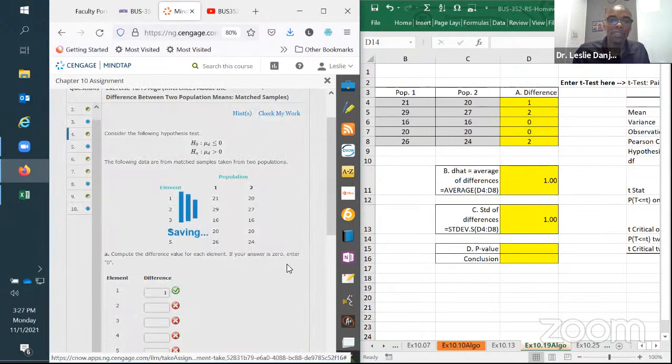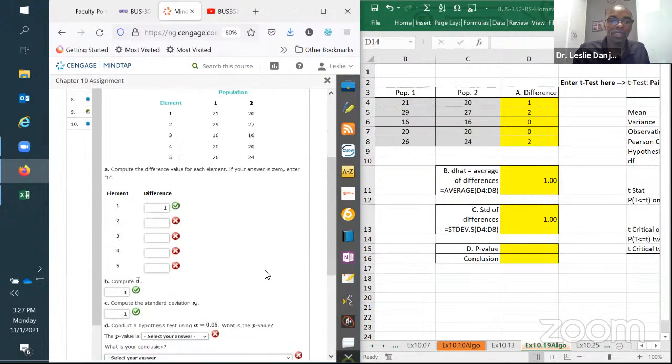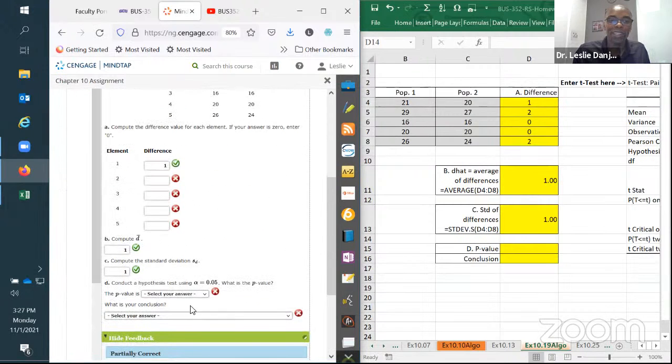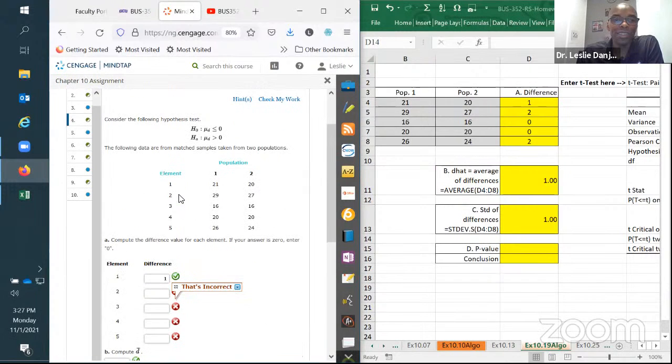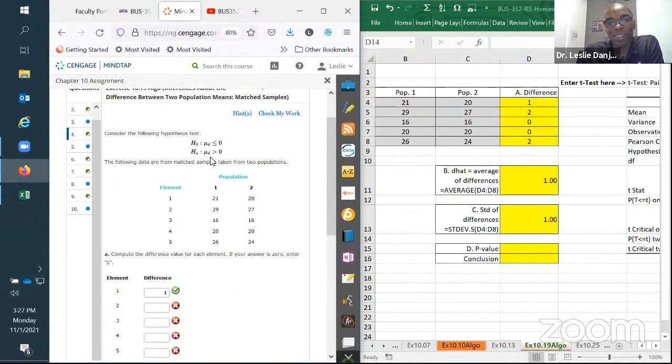All right. And you are good to go. Then you can answer these questions right here. So on here, your p-value, how would they do this? It's between what? You have to find out if this is a right-tailed test, a left-tailed test, or a two-tailed test. So on here, this is a right-tailed test.